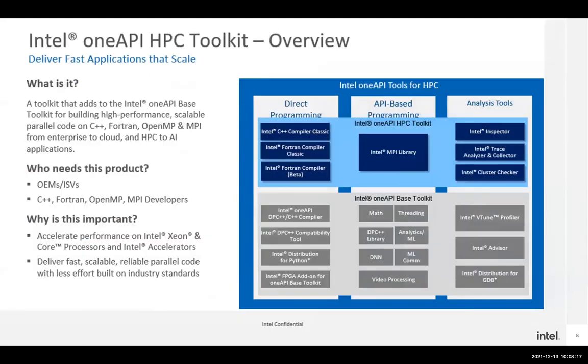The next slide is about the HPC toolkit, which is for high performance computing, machine learning, deep learning applications. Its components are identified at the top half of this figure. Developers use it to build, analyze, optimize, or scale HPC applications for the latest techniques on vectorization, multi-threading, multi-node parallelization, memory optimization. And this toolkit comes on top of the oneAPI base toolkit. So you need the base toolkit in order to use the toolkit for HPC.